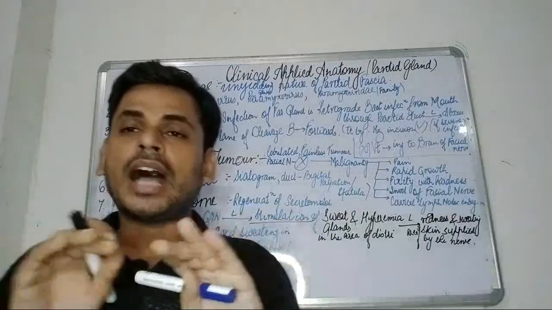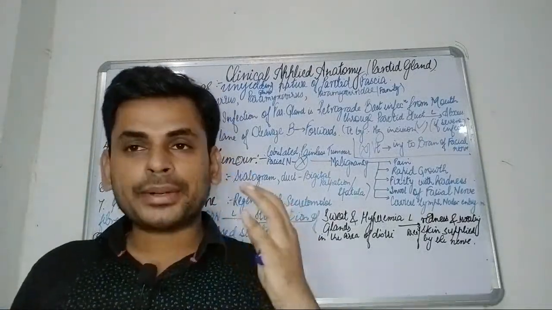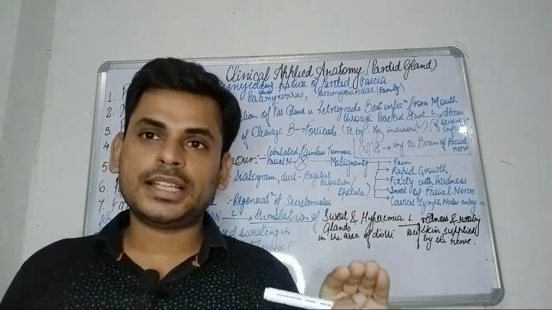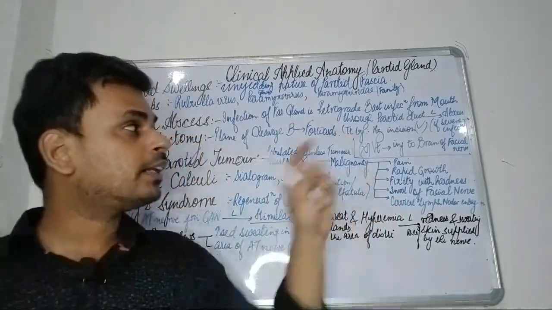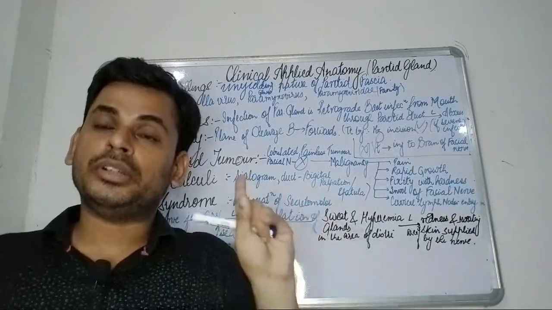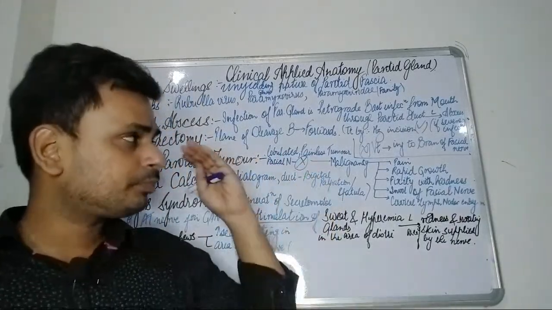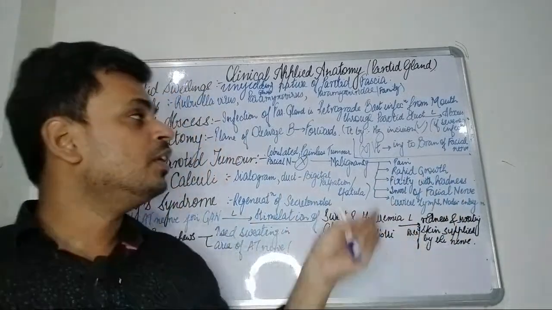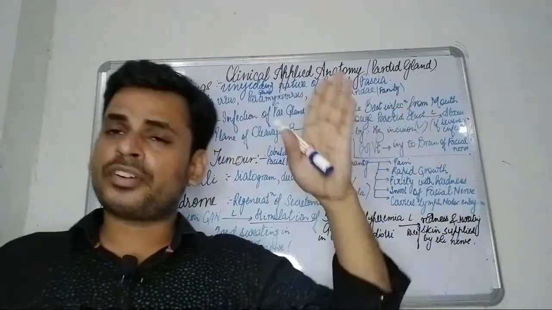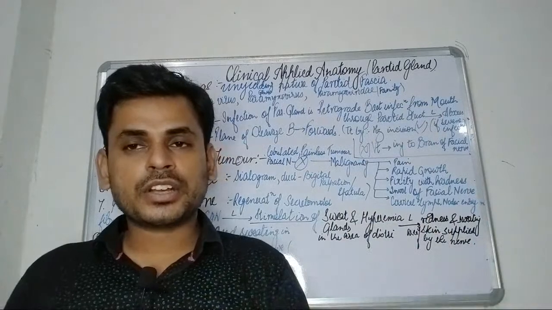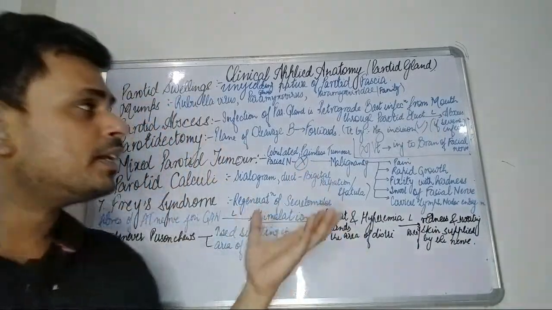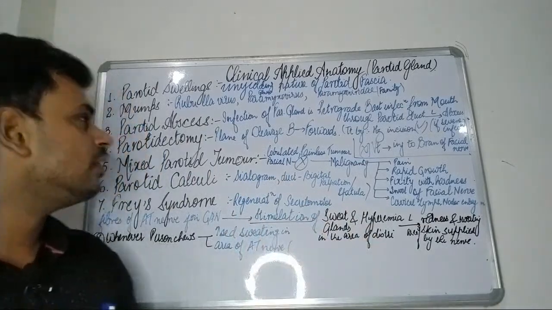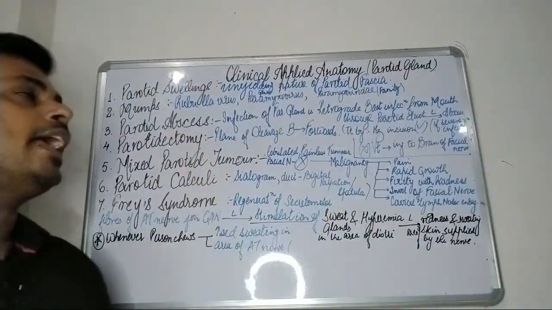When it comes to treatment, a parotid abscess is treated with a horizontal incision. Why? Because a vertical incision is absolutely not done, as it can cause injury to the branches of the facial nerve. If a vertical incision is given in a parotid abscess, it can cause damage or injury to the branches of the facial nerve.